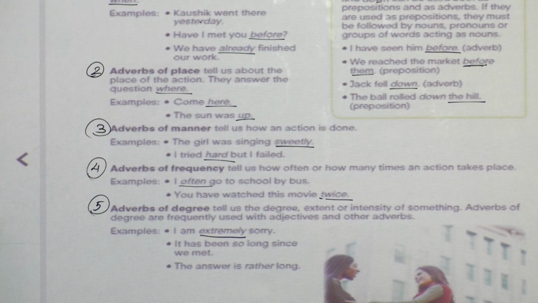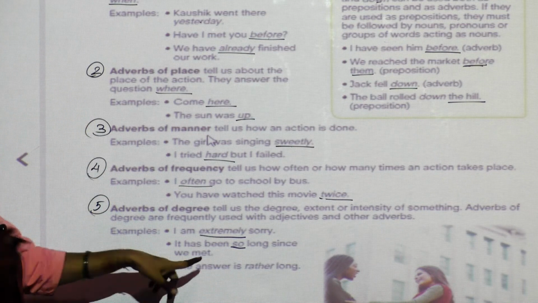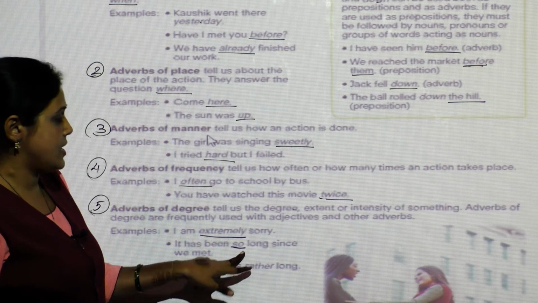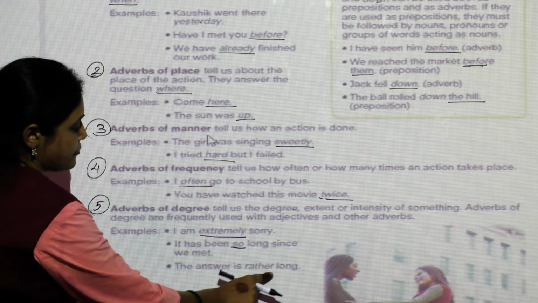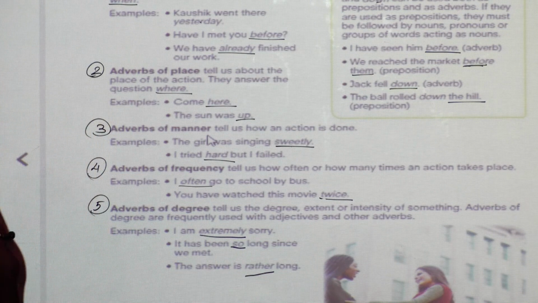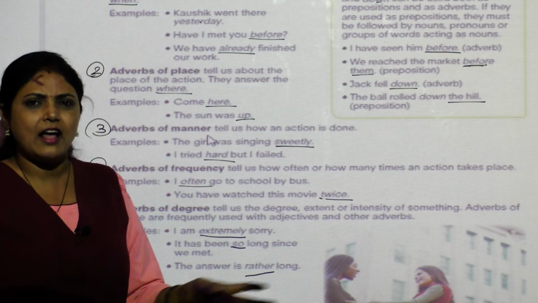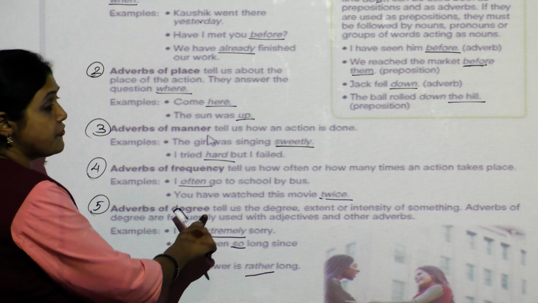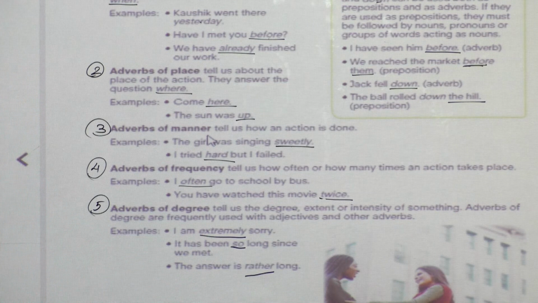Now next example, it has been so long since we met. This is showing my intensity, how long it was. So here so is used as adverb of degree. Okay. The answer is rather long. If I say the answer is long, the sentence is clear enough, but I am telling the answer is rather long. So I am telling more that it is long. So it is adverbs of degree. Next page.